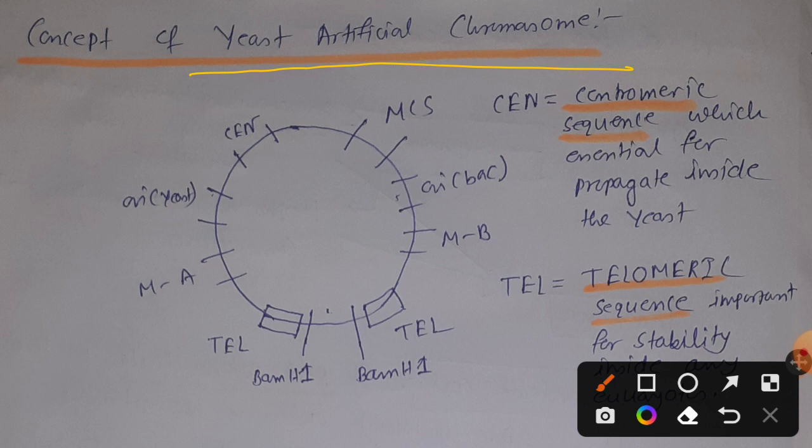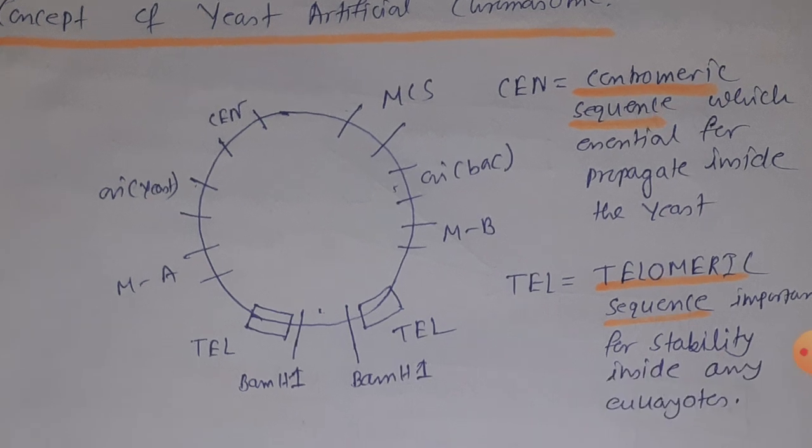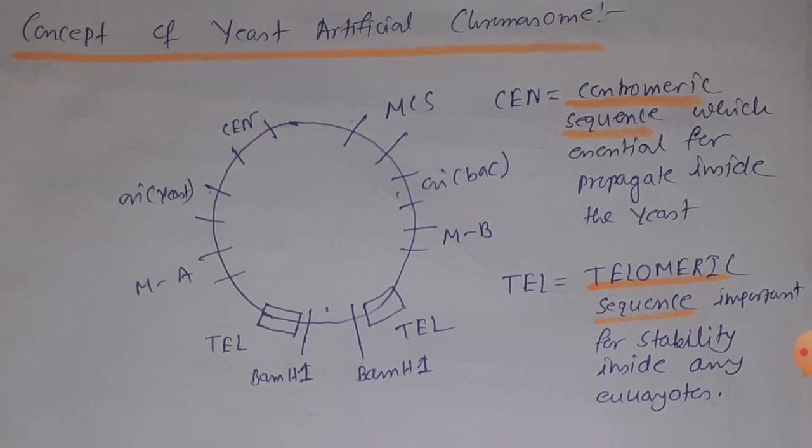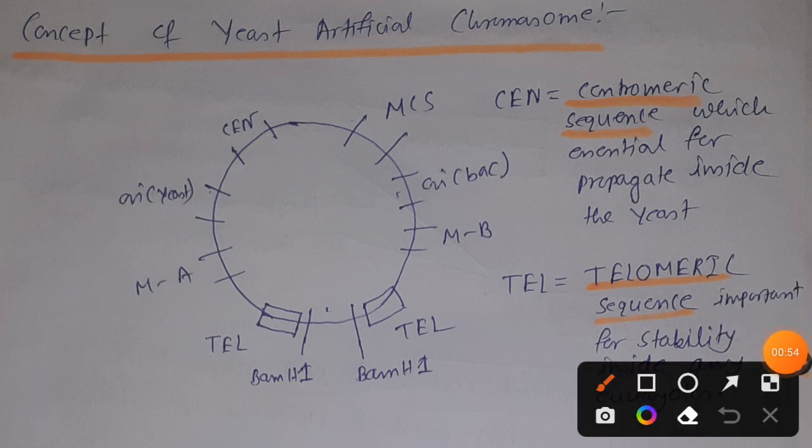So let's get started. Before talking about red white screening, it is important for me to give you some basic concepts of yeast artificial chromosome. Remember, we have constructed yeast artificial chromosome and bacterial artificial chromosome for larger purposes, for example, creation of a genomic DNA library and creation of transgenic animals. Yeast artificial chromosome is a shuttle vector. Shuttle vector means this yeast artificial chromosome can propagate inside a eukaryote as well as a prokaryote.